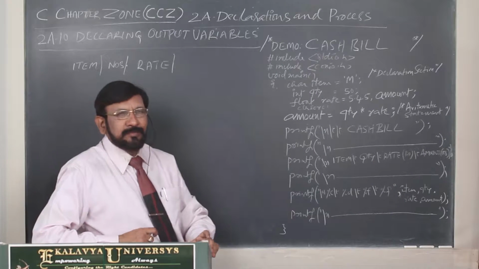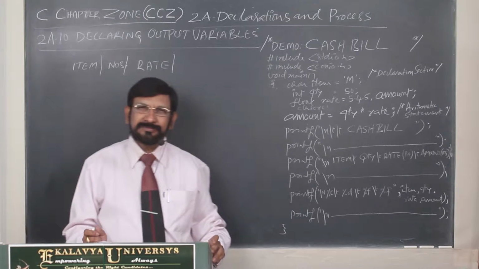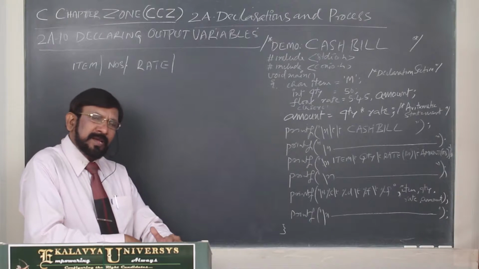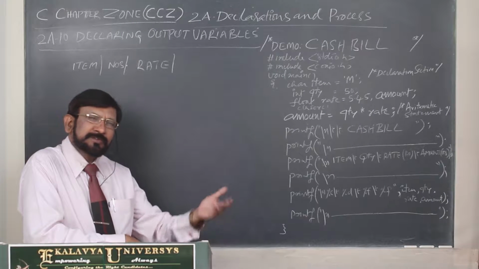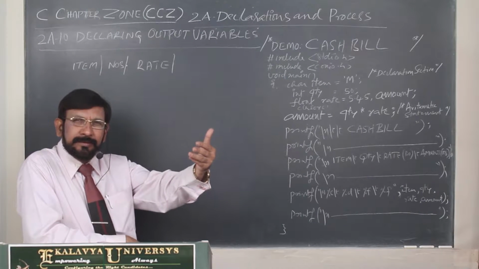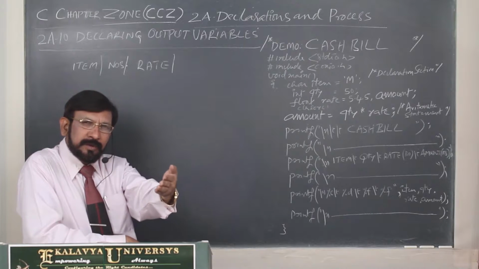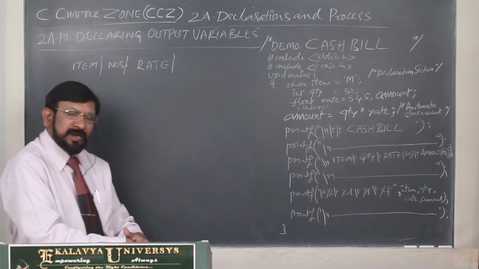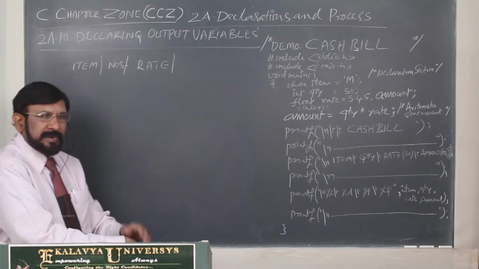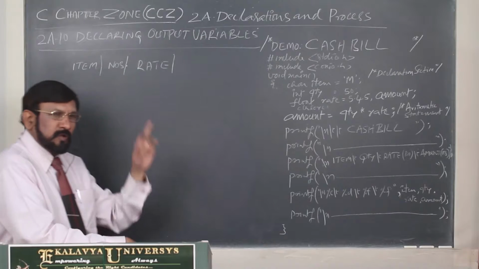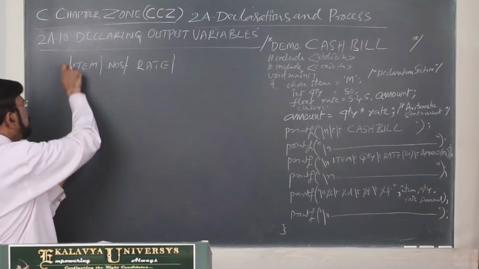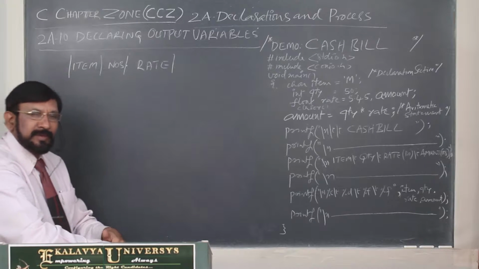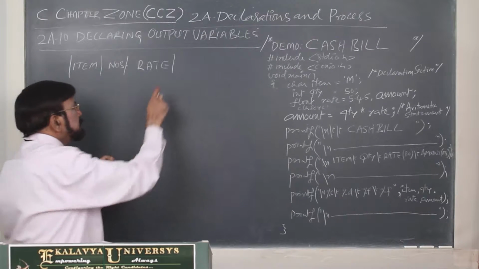Now, let us come to a simple real life application. In our daily routine, we purchase several things. Then the shopkeeper normally issues a bill. If you take that bill, what we call a cash bill, there are four columns, like item, numbers and rate, rate and one more. What is that one more? That is amount.